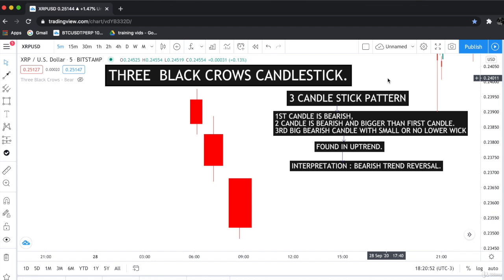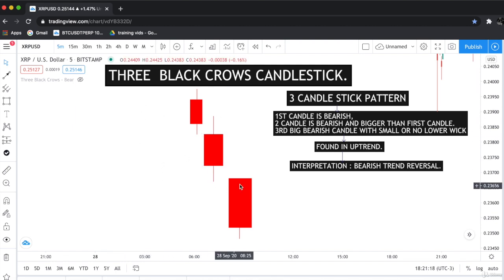This is the 3 black crow candlestick pattern. This is a 3 candlestick pattern, which means you need 3 bearish candles to be a valid pattern. The prerequisite of this pattern is that the first candle is bearish, the second candle is bearish and bigger than the first one, as you can see in this diagram. This is the hypothetical example. We'll be going to the chart soon.